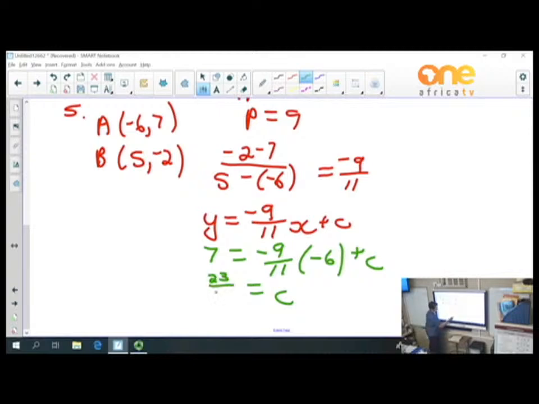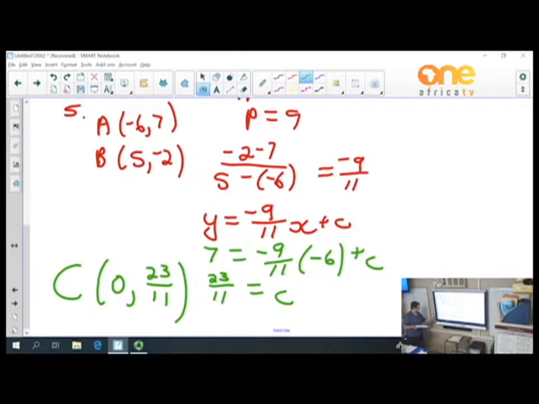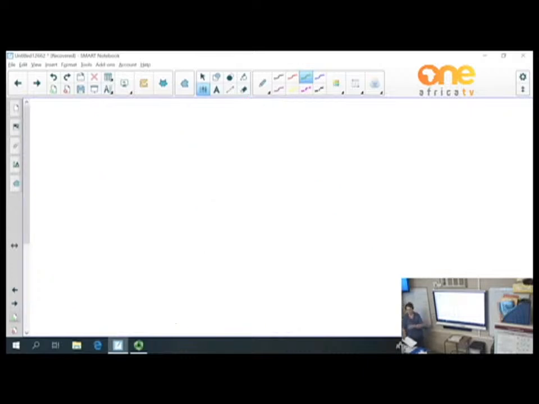23 over 11. Okay, so what is the coordinates? If you cut the y-axis, x is 0. So that will then be the set of coordinates for the point C. Okay, now from here, you can draw a line underneath your homework.